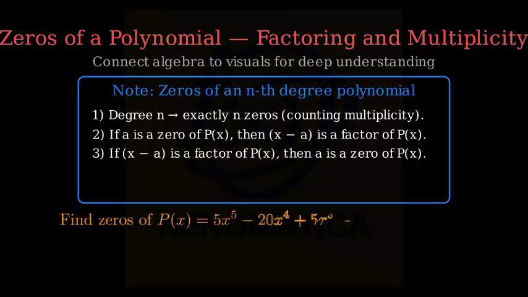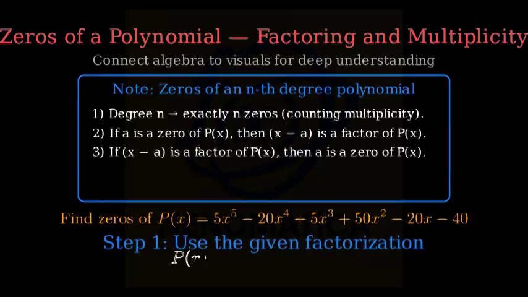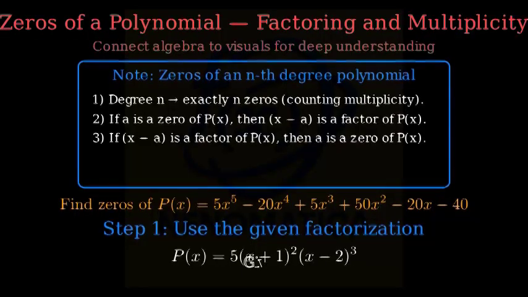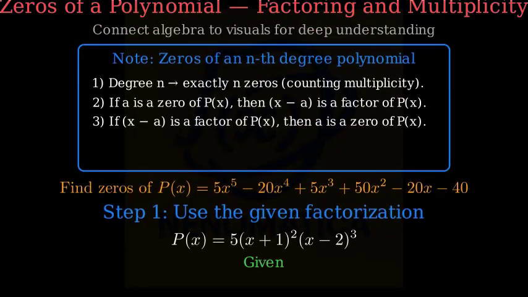Here is the exercise. Find all zeros of the function p of x equals 5x to the 5 minus 20x to the 4 plus 5x cubed plus 50x squared minus 20x minus 40. Step 1. We use the given factorization. The polynomial can be written as 5 times (x plus 1) squared times (x minus 2) cubed. We will not derive this factorization now. We will use it to find the zeros and their multiplicities.